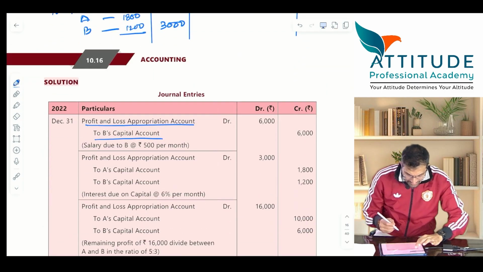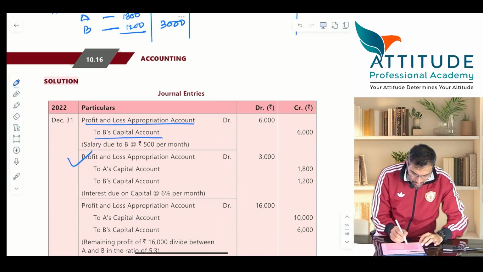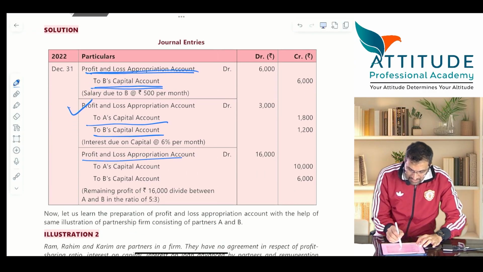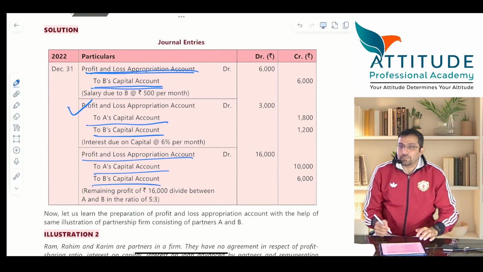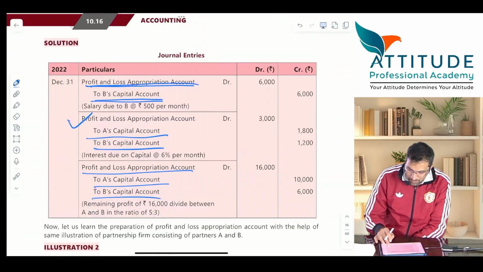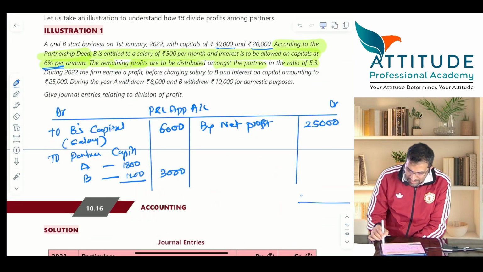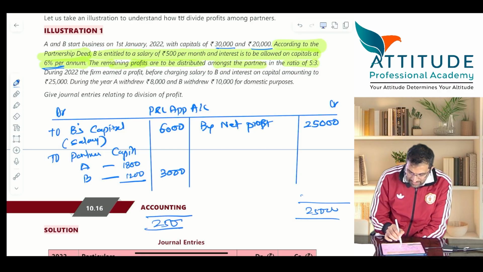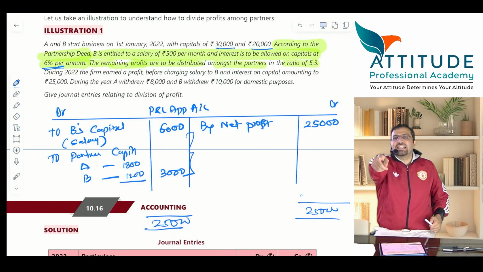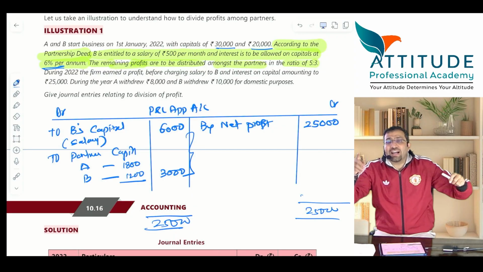देखो इधर वही किया एंट्री. P&L to A's capital, B's capital. इधर भी P&L account debit, P&L appropriation to B's capital. इधर P&L appropriation to A's capital, B's capital. This is profit. Now tell me, what is the profit left? What is the profit left? 25,000 में से ये 9,000 निकालो, बचा कितना? This 16,000 is distributed in which ratio?